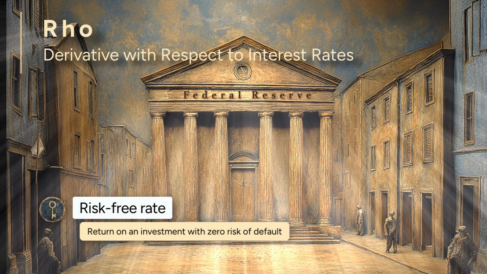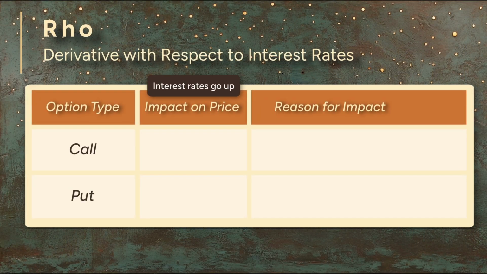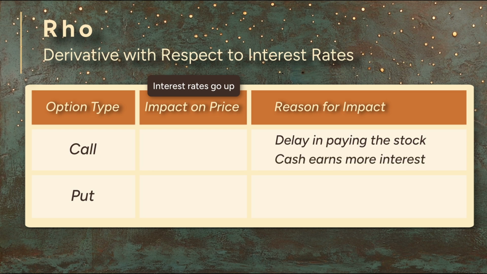government, so they're considered essentially risk-free for most financial modeling. Why would interest rates affect an option's price? Think about the nature of a call option. It lets you delay paying for the stock unless and until you choose to exercise. During that delay, you can earn the risk-free rate on your money.